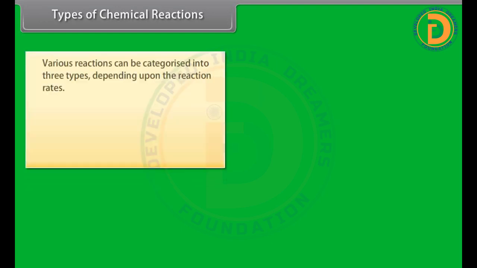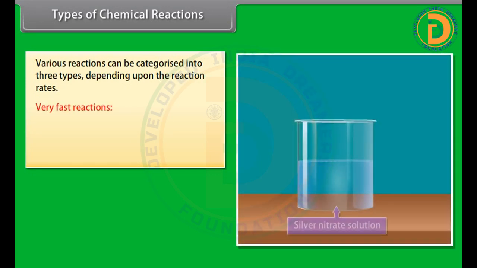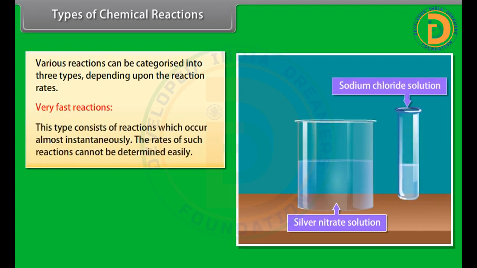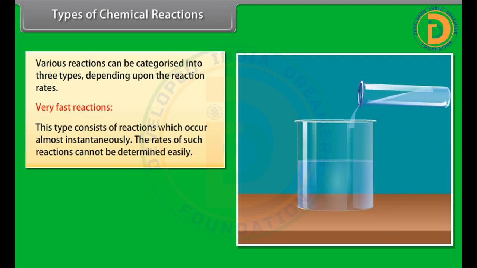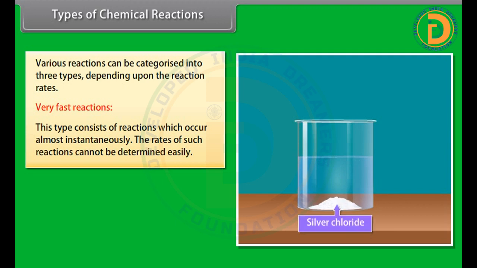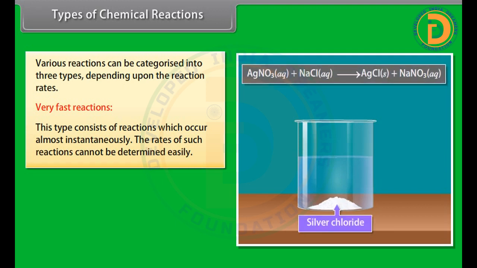Types of chemical reactions. Various reactions can be categorized into three types depending upon the reaction rates. Very fast reactions. This type consists of reactions which occur almost instantaneously. The rates of such reactions cannot be determined easily. For example, the precipitation of AgCl occurs instantaneously by addition of aqueous solution of sodium chloride to aqueous solution of silver nitrate.